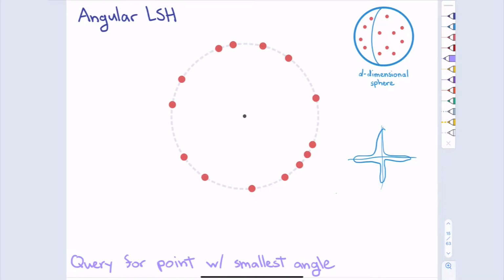Okay, so you query some point on the surface, and then you want to find the nearest angle point. So is it that angle or is it that angle? I don't know, we'll compare the two. Of course, if it's just this, you could probably build a binary search around the outside, but again, in high dimensions, you can't.